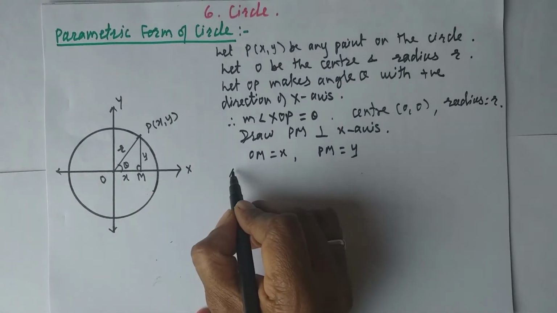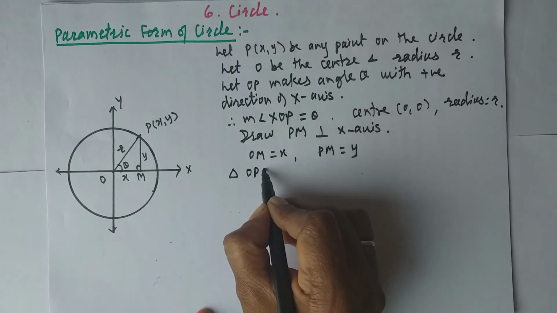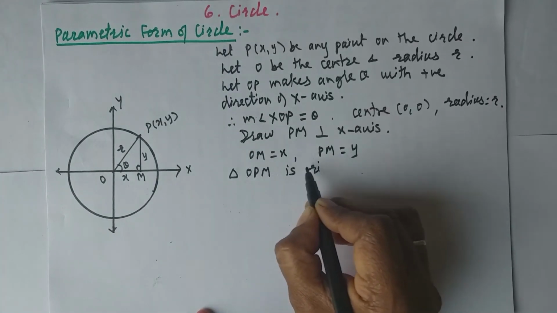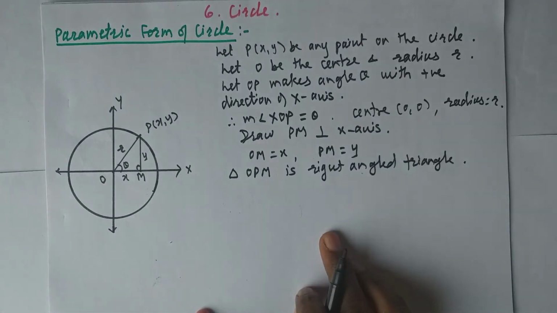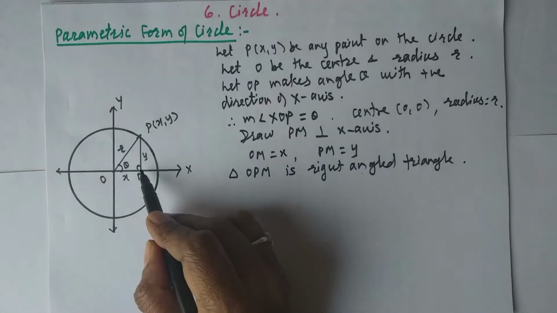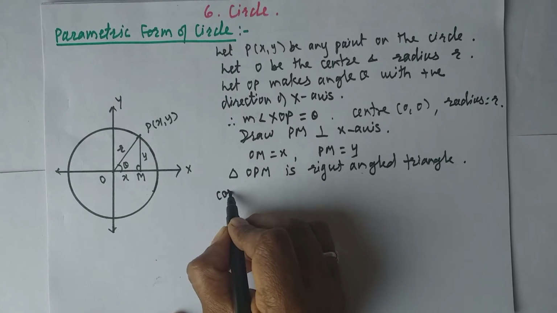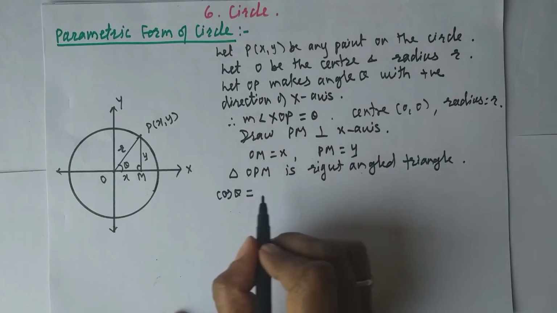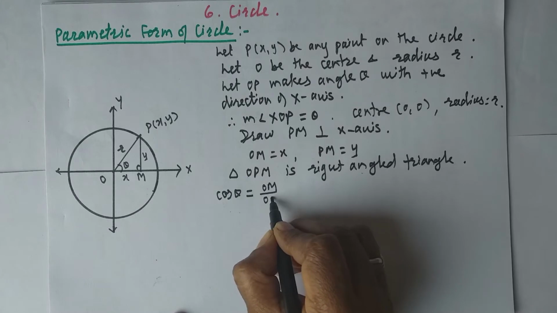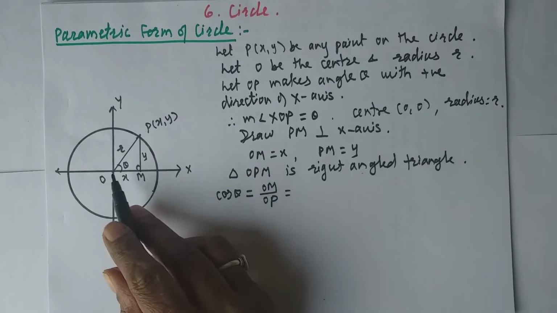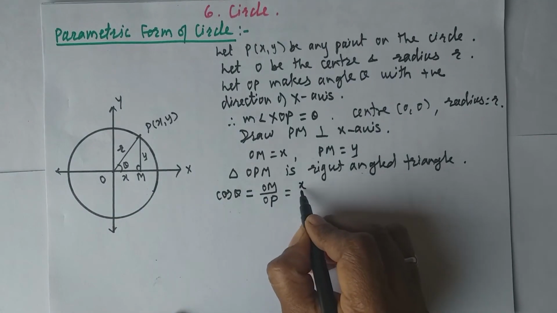Now this triangle OPM is right angle triangle. This OPM is a right angle triangle because this angle PMO is 90 degree. Now as we have seen in the chapter trigonometry how to find cos theta and sin theta, we will find here cos theta. What is meant by cos theta? Cos theta means adjacent side divided by hypotenuse. Here adjacent side is OM, hypotenuse is OP. OM is nothing but x coordinate of point P and OP is r.